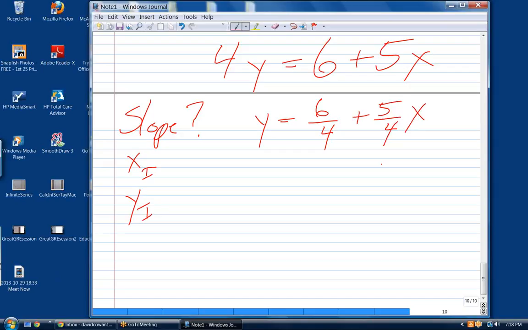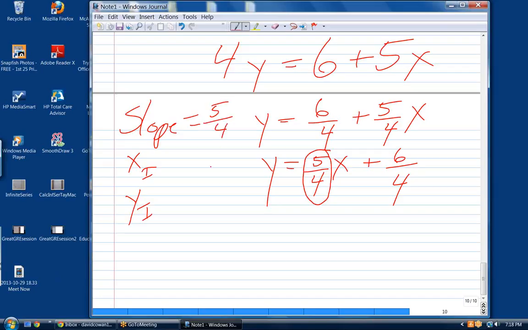What's the slope? So the slope is 6/4? No. Slope's always the number in front of the x. In other words, I didn't really put it in slope-intercept format. Close, it's 11/4? No, 5/4. I've got to switch these two things around to get it in slope-intercept format. It's the coefficient of the x that's always the slope. So 5/4 is the slope.